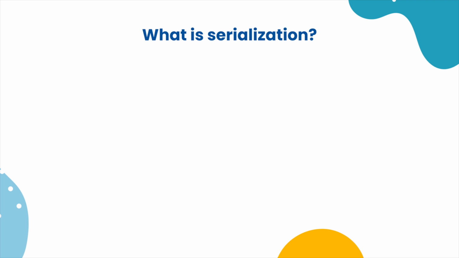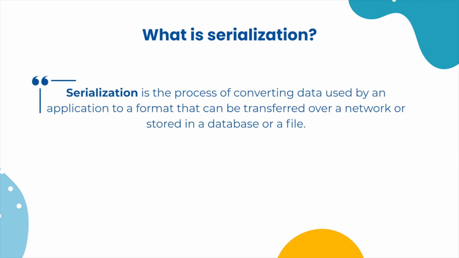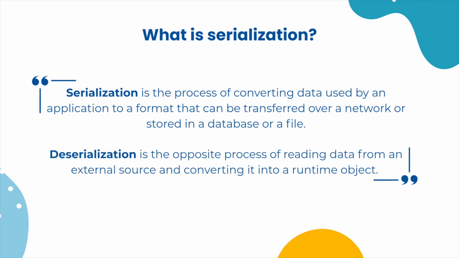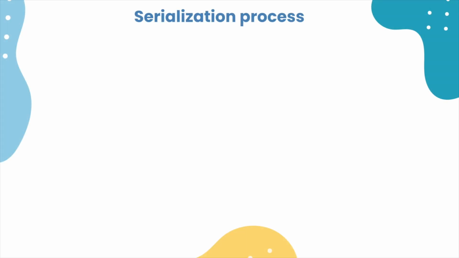Serialization is the process of converting data used by an application to a format that can be transferred over a network or stored in a database or a file. In turn, deserialization is the opposite process of reading data from an external source and converting it into a runtime object. Together, they are essential to most applications that exchange data with third parties. Let's look at how these processes work to understand them better.